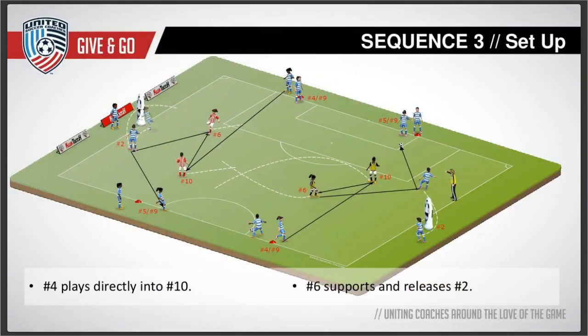And then it's worth mentioning here that we saw in the video that Richard had them go to the left-hand side as well. So now we're using the number 3, the left back, instead of the right back as well.